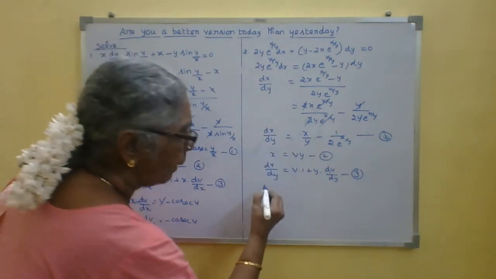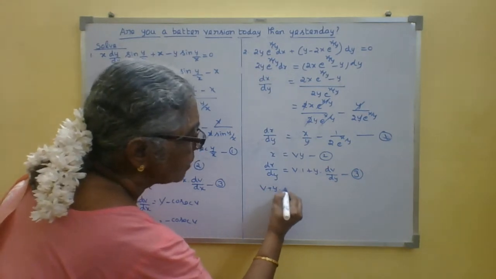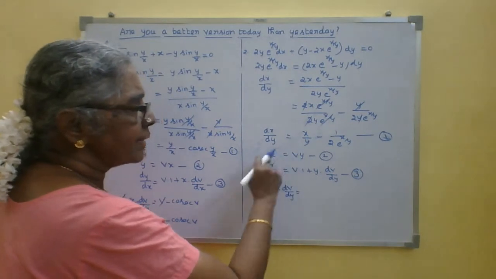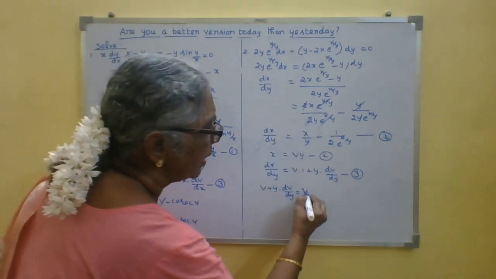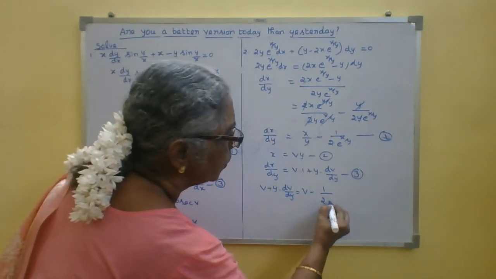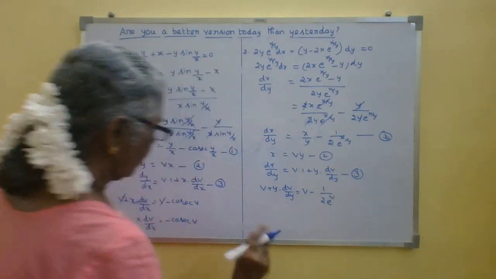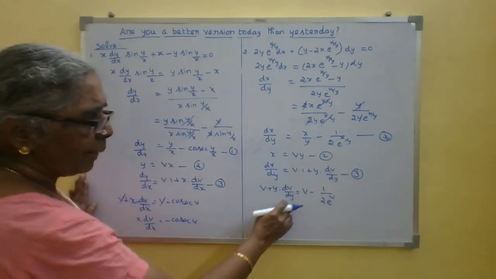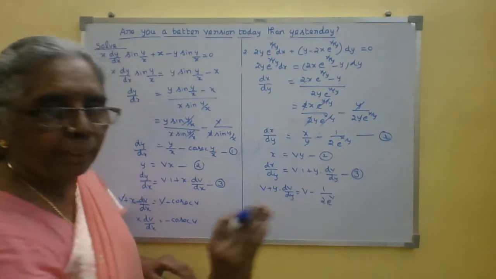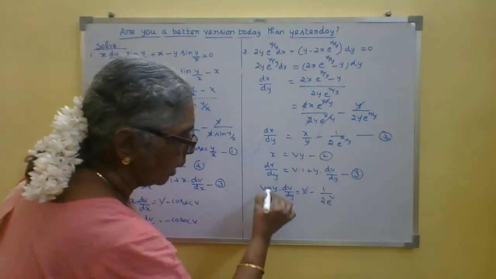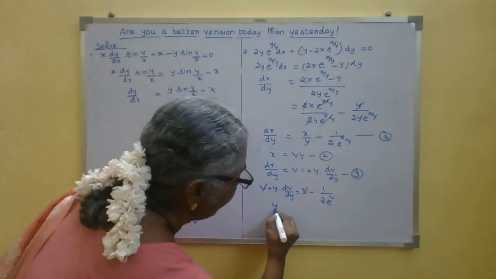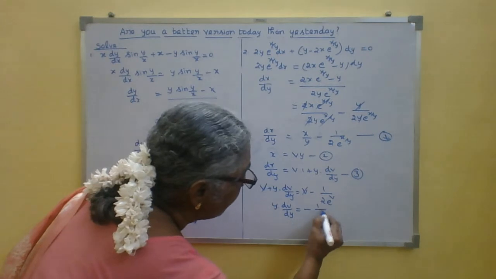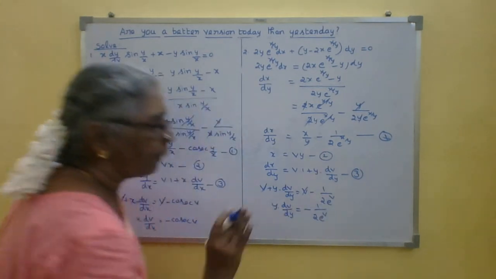So for dx by dy you write v plus y dv by dy is equal to, now v is equal to x by y. So put v here, minus 1 by 2 e power v. So you have got here v plus y dv by dy is equal to v minus 1 by 2 into e power v. Here also the v will get cut. So you will get y into dv by dy is equal to minus 1 by 2 e power v.